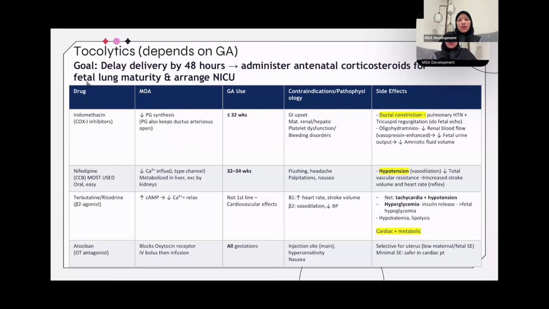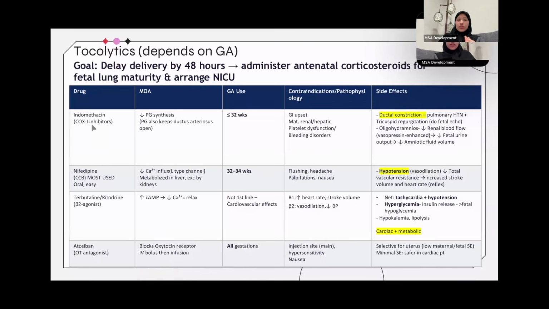Now, for all these four, we mentioned the mechanism. So what is the timing? Atosiban is everything O, like everything is okay, so all gestations are fine. Remember, in tocolytics you want to give it as a bolus, then infusion. So just remember that difference between induction and delaying labor. But all gestations, this is the easiest. Side effects, not much. It's just the injection site, the main thing. Nausea. Again, it's safer in cardiac patients. There's nothing significant.